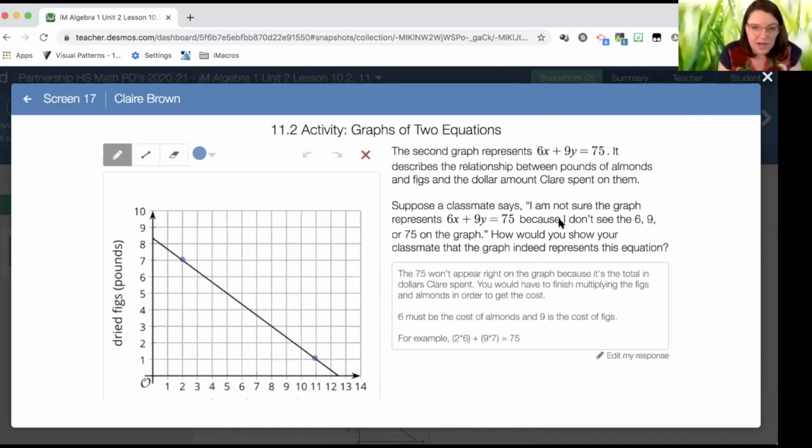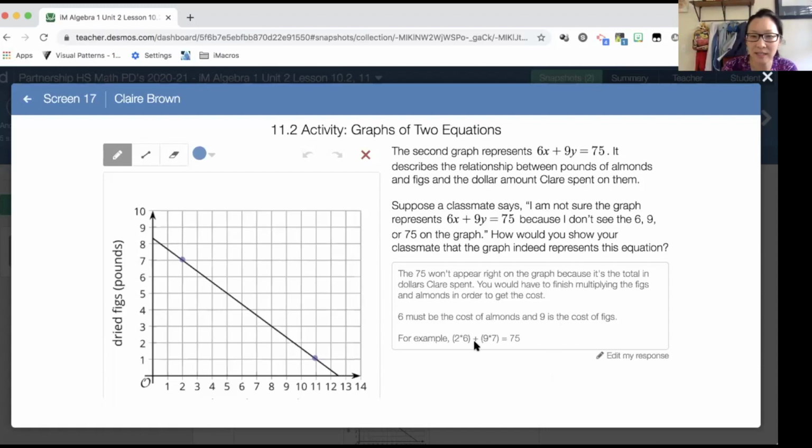Sure. Because the sentence at the beginning said that the equation would represent the relationship between almonds and figs and the dollar amount Claire spent on them, I knew that the 75 at the end must be how much she spent in total, which told me that 6 and 9 are the prices of almonds and figs and are not necessarily going to appear on the graph. So it makes sense that my classmate might have been confused.